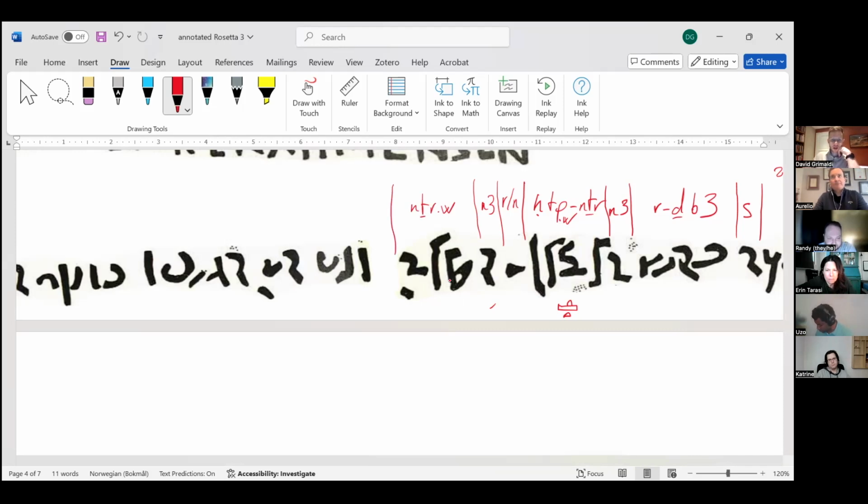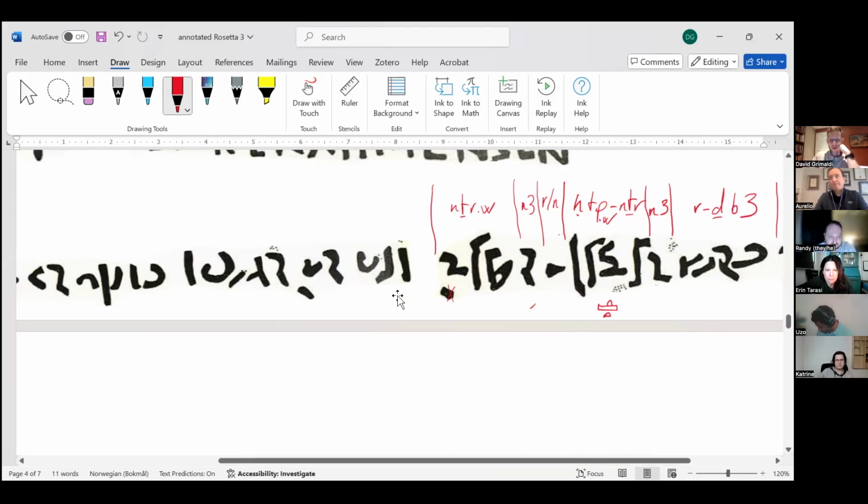I think this sign here shouldn't be here. Maybe it belongs to the next line, and I sort of cut it wrong. That's possible.